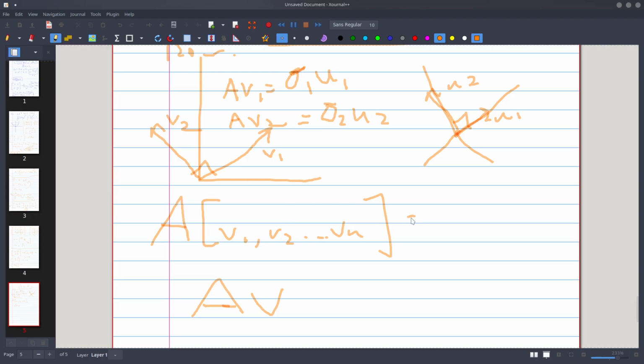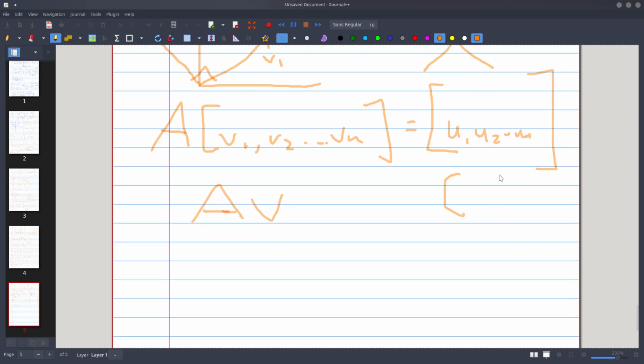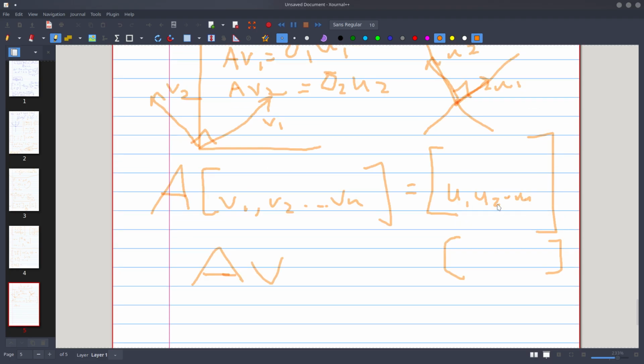And okay, what are we getting on the other side? Well, this should be fairly straightforward. We're getting the u's, u1, u2, all the way to un. And on the right, I'm sorry, there wasn't enough space here, but the sigmas sit on the diagonal.